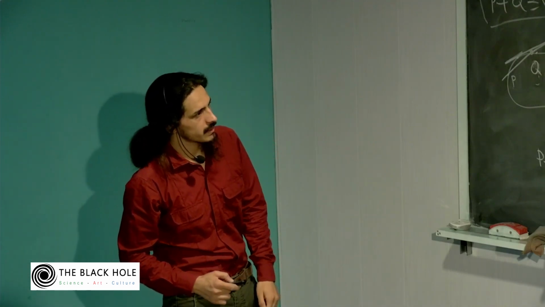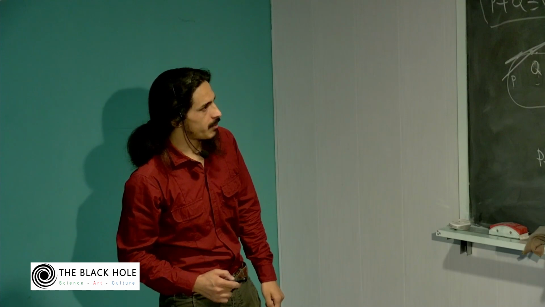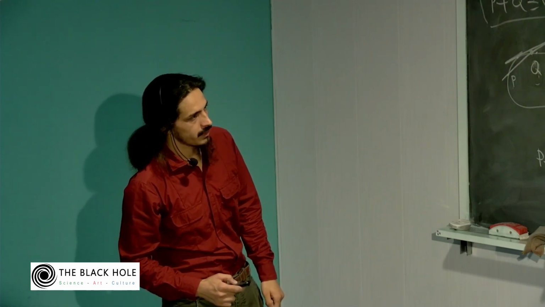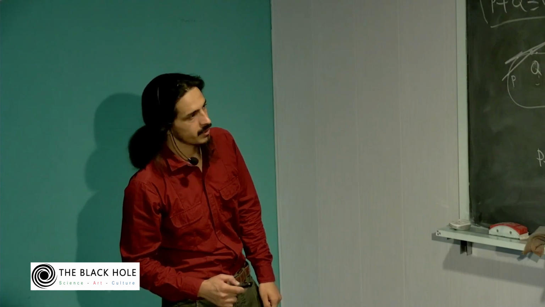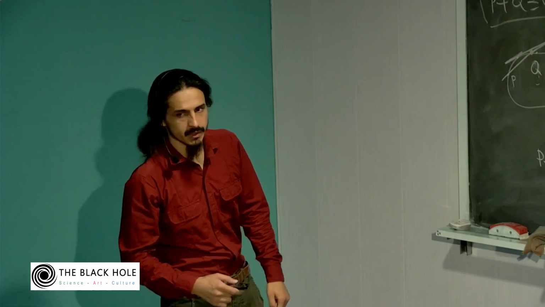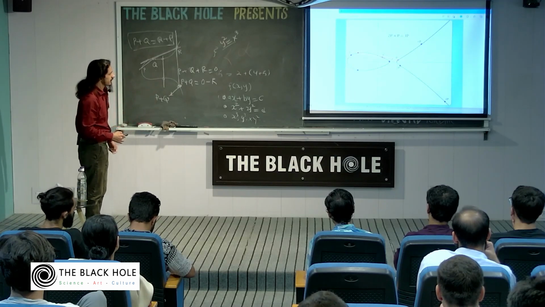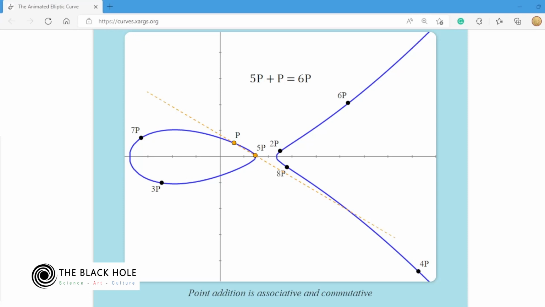So the one thing you can see from here is the abelian or commutative property of this group. It makes no difference whether we add P to 2 times P or 2 times P to P, because we are using the same tangent line or secant line to get the third point. And I think we should go further.